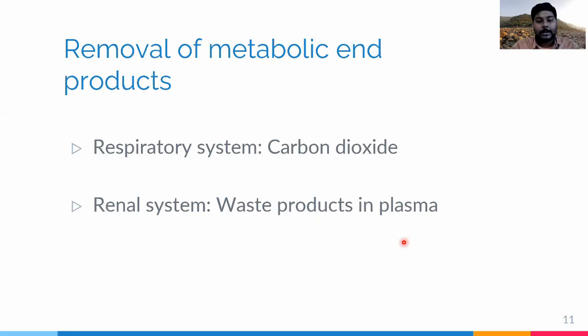This is how the kidneys help in the removal of metabolic end products, which essentially include various waste products such as urea, uric acid, excess ions, and water.